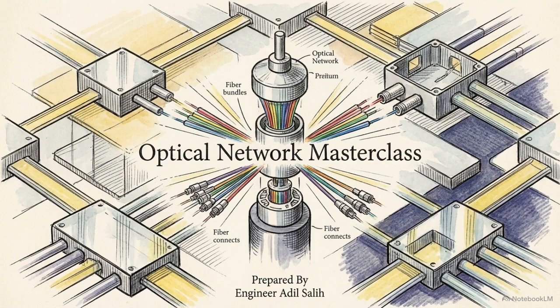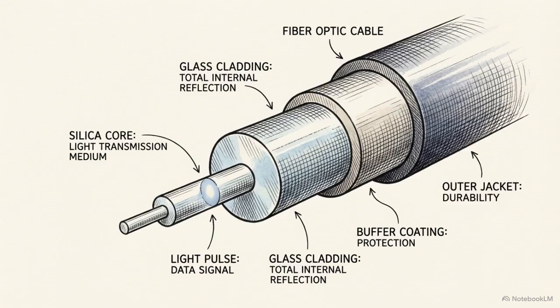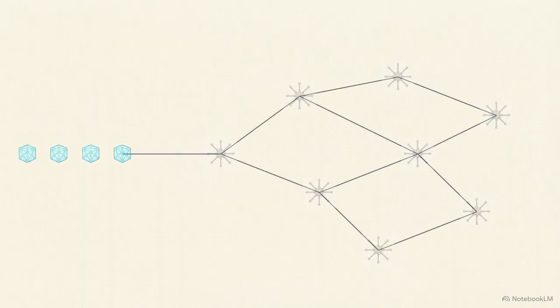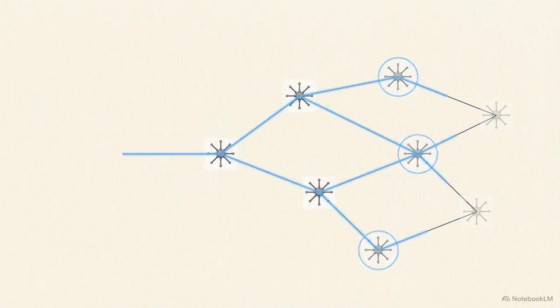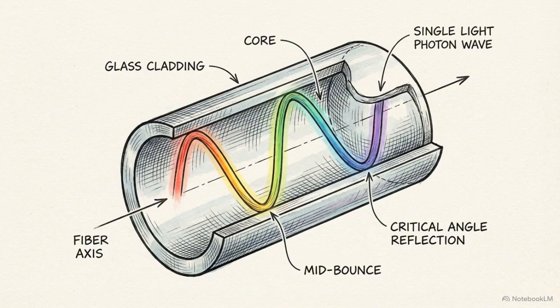Overview. This course is designed to build a precise, practical understanding of modern optical communication systems. We will examine exactly how data is converted into light, transmitted, and controlled across global infrastructure. Our roadmap follows the physical reality of the network.